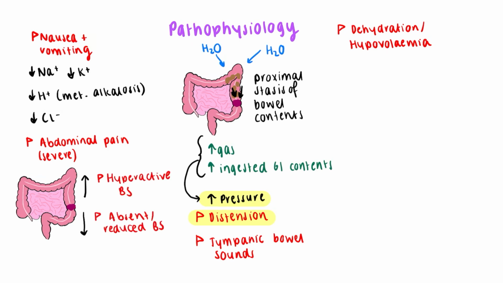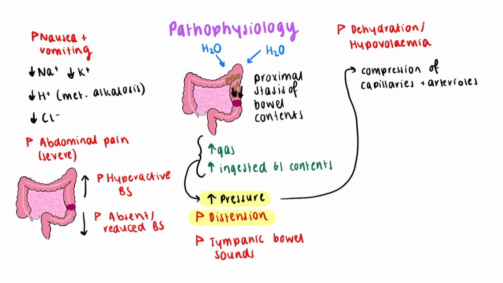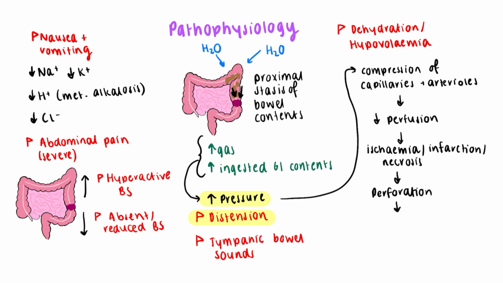Note bowel sounds can be absent in a functional bowel obstruction. The increased pressure within the bowel compresses the veins and lymphatics draining the intestine, which ultimately leads to compression of the capillaries and arterioles. This decreases bowel perfusion, causing ischemia and potentially infarction, necrosis, and perforation. Perforation can cause peritonitis, presenting as guarding, rigidity, and rebound tenderness. There is also potential for sepsis.